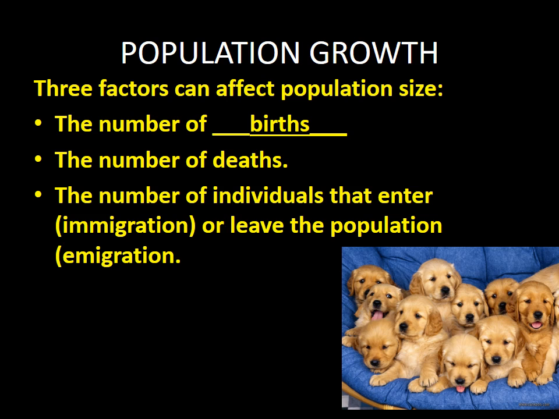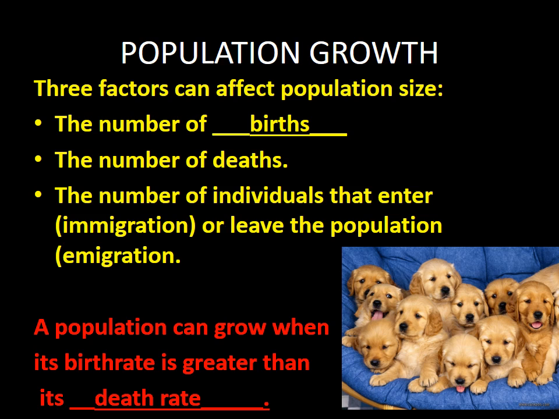The easiest way to remember the difference is when you go into a population, it's immigration. So you immigrate into the United States. And when you are leaving your population, you're exiting. So you emigrated from Germany to the United States. So immigration is entering the population, emigration is leaving.